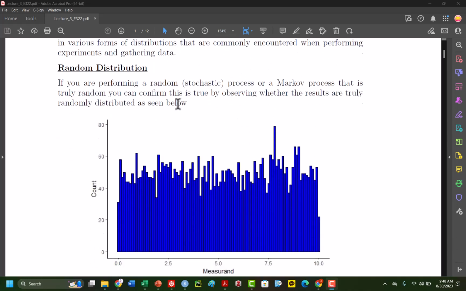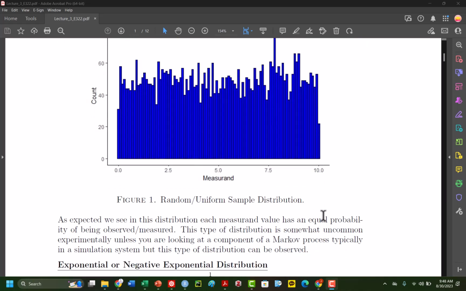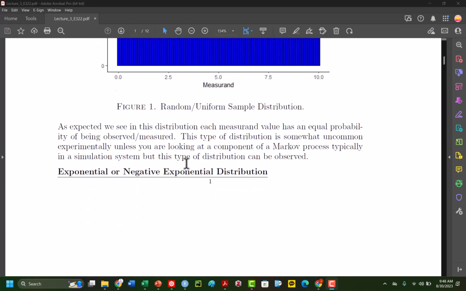So one of those distributions is a random distribution or a uniform distribution. This would be a distribution you can expect to see, for example, if you are rolling a die, right? So if this was a 10-sided die, these would essentially be the counts that you may expect from a random distribution, or a truly random or stochastic or a Markov process. So this is typically what you can observe. A lot of times when you're in a simulation system, there are some, but very few experimental systems that show this. So that is something that we have to think about and effectively consider when we're looking at it.